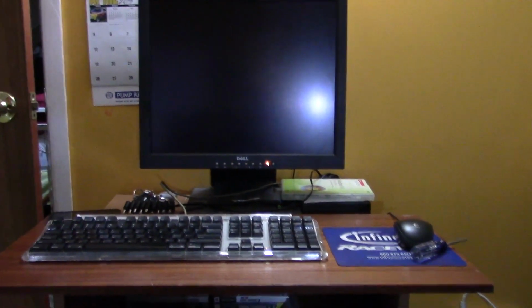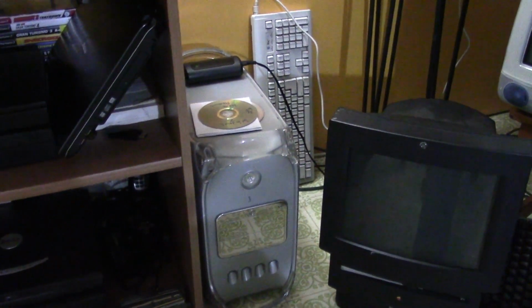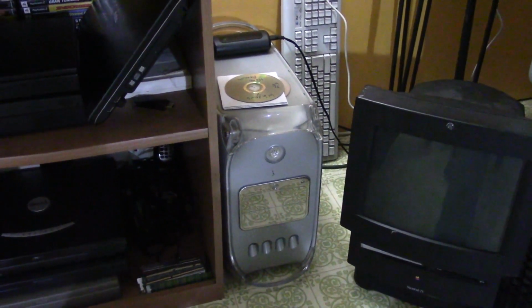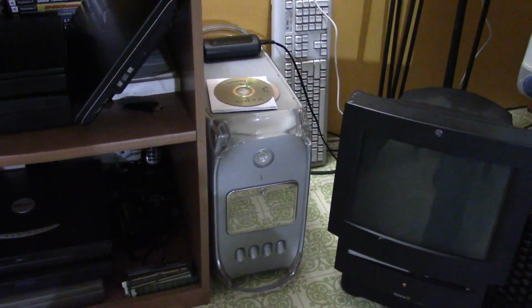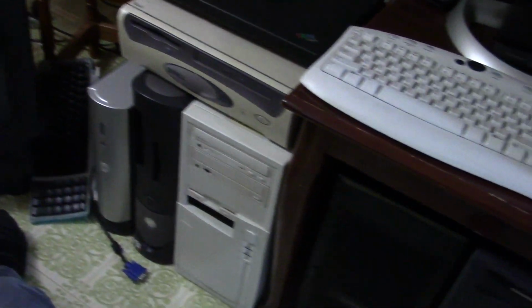I got this computer from my friend for free. I can't remember where he acquired it from, but basically he got it running and he gave it to me because he didn't really have a use for it, I guess. And he knows that I am a grade A computer collector.